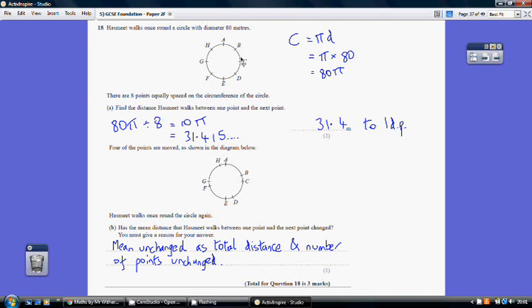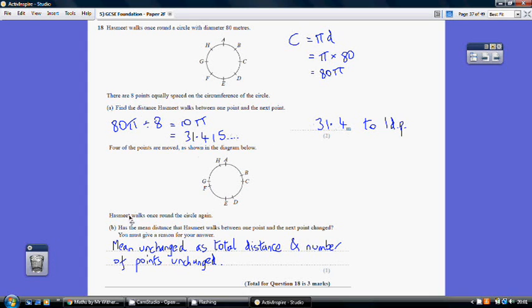Now, these are spread evenly with 8 spaces, so the gap between each of these is going to be 80 pi divided by 8, which is 10 pi. Pressing the SD button, we can see that that's roughly 31.415 dot dot dot. So to one decimal place, the answer would be 31.4.